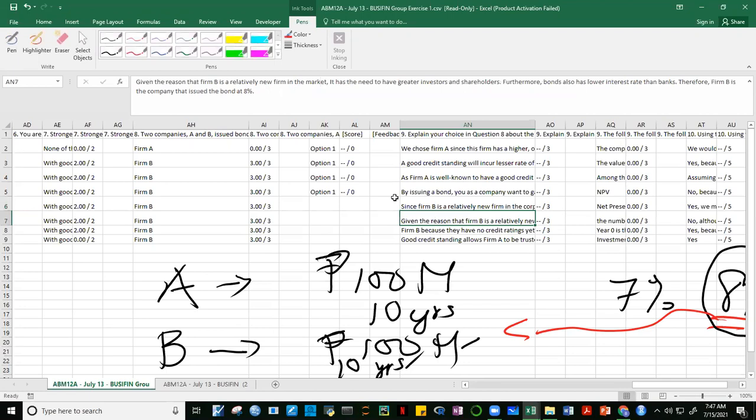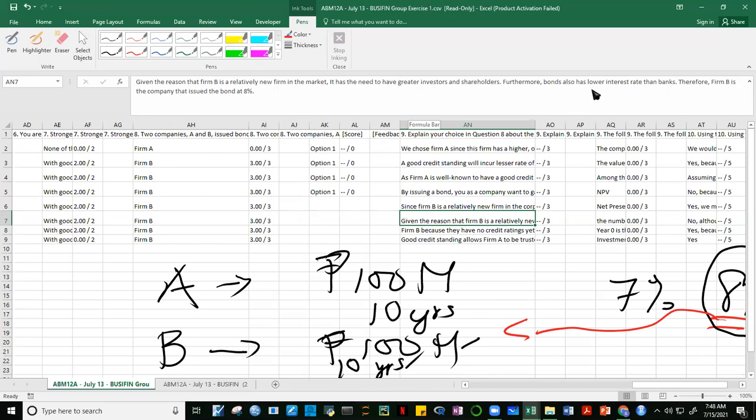In the next group, given the reason that B is relatively a new firm in the market. By the way, guys, this is not alphabetical, not chronological, not group 1, 2, 3, 4. It's mixed up because it depends on who submitted first, so you don't know which group answered this. Given the reason that Firm B is relatively new in the market, it has the need to have greater investors and shareholders. This might be possible, but in this instance both need the 100 million.